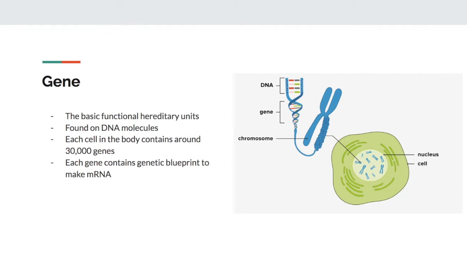Each gene contains a genetic blueprint to make an mRNA, which often is then used to make proteins through translation. However, in some cases, the mRNA could be the final product of the gene, and these mRNAs often serve some enzymatic functions. The main question is, how can the information in DNA and genes be expressed? And this is one of the main topics that we will be discussing today.